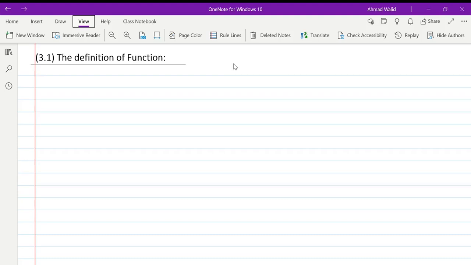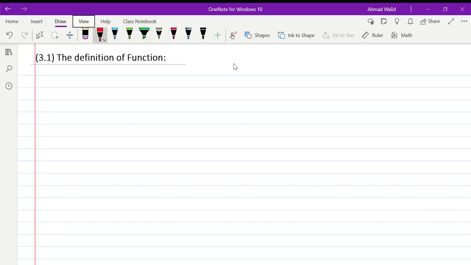Hello all, let's start section 3.1. Our section 3.1 or chapter 6 is functions. This is a very important topic that we start in chapter 3, functions. It's all chapter 3 is about functions, and to be honest with you, after this chapter, every day we are talking about functions.